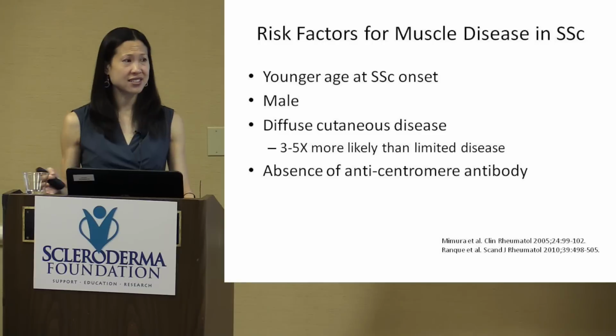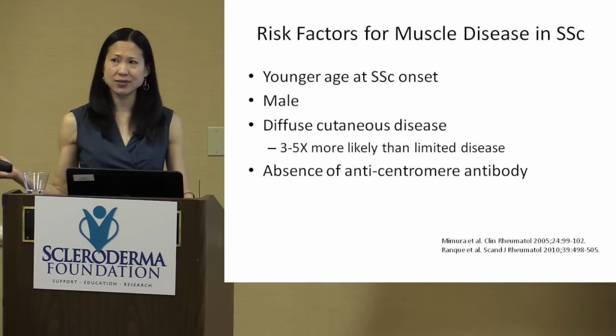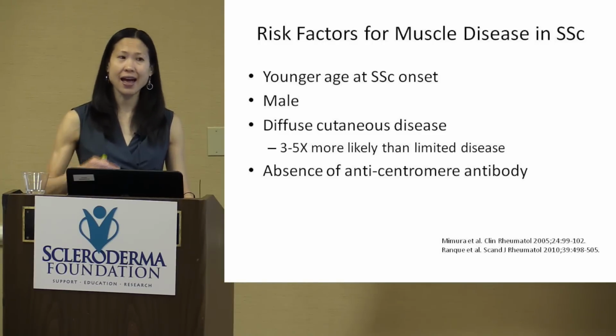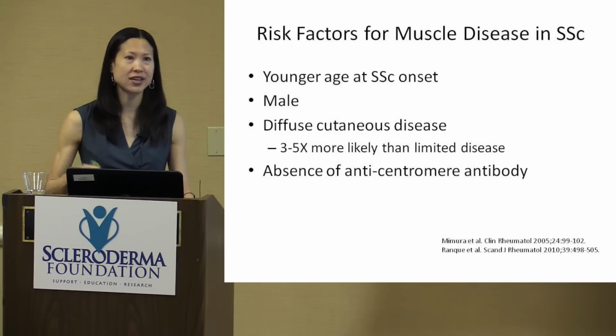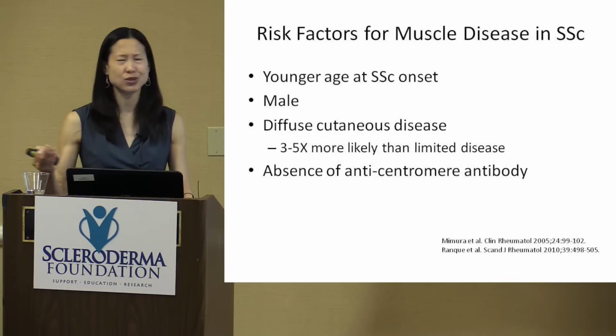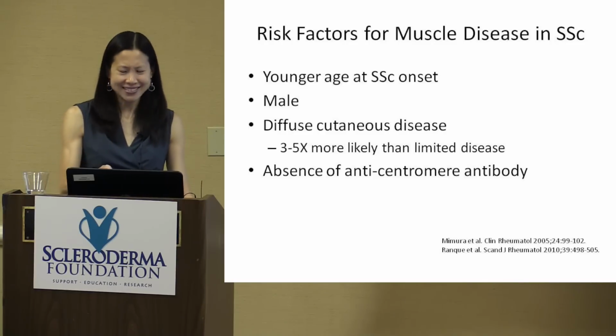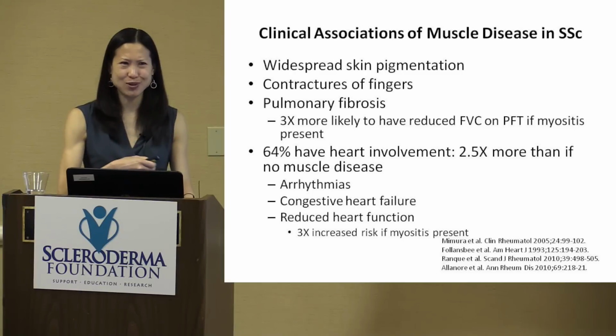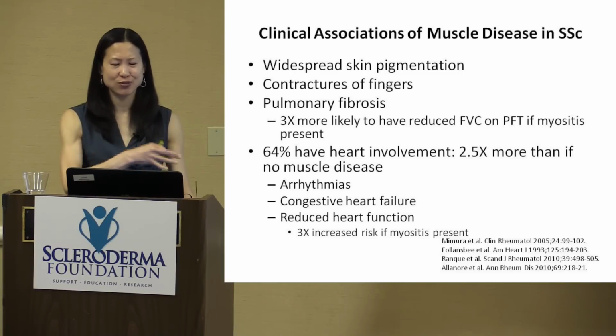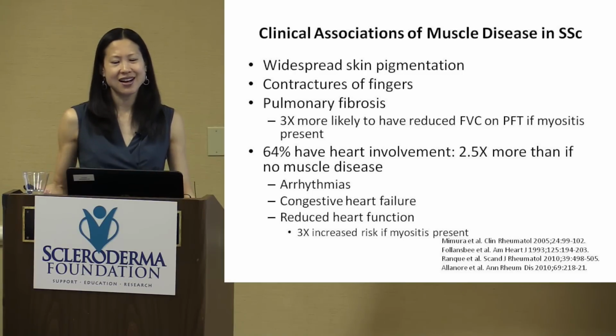Interestingly, again, the anti-centromere antibody that I just talked about in the PAH lecture as increasing your risk for PAH, actually the absence of the anti-centromere antibody increases your risk for muscle disease. So which would you rather have? I'm not sure. We'll talk more about muscle disease, and maybe I'll persuade you you'd probably rather have muscle disease.